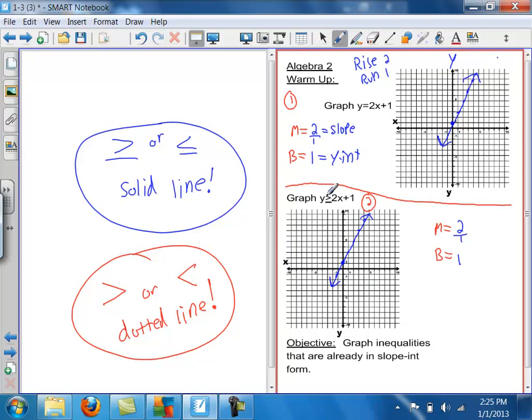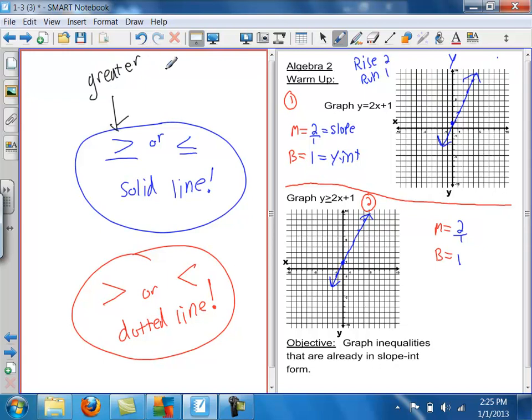But the question is, if this is opening towards the y, it's a greater than sign, okay? You need to know that. You need to know that this means greater, okay, and this means less, okay?